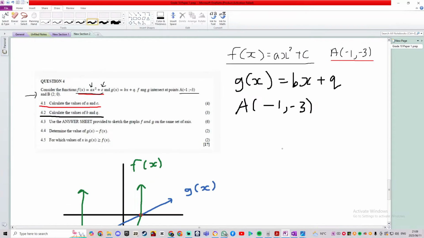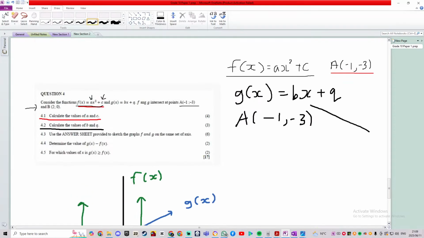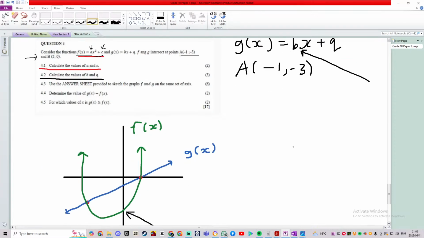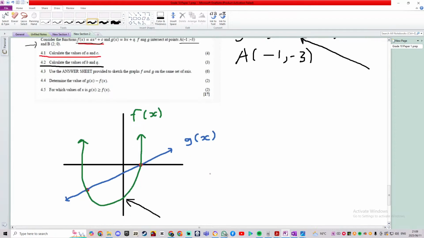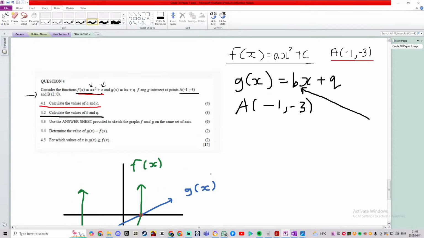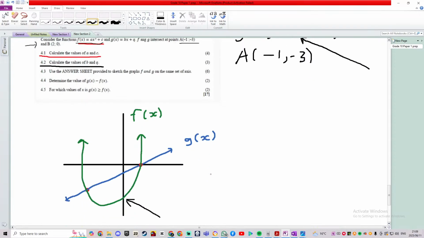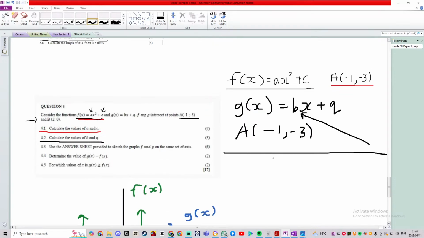This p here is the gradient. It's always the gradient in front of the x. So we can find the gradient here, and then after we find the gradient, we can substitute in a point to find q. Would that be easier? Faster? No, it's fine. Let's stick to the simultaneous equations. So I'm going to substitute A. So it's minus 3 equals p times minus 1 plus q. That is equation 1.